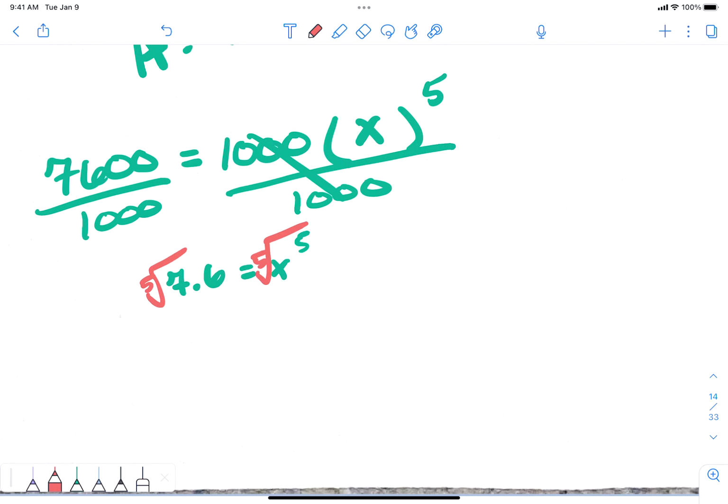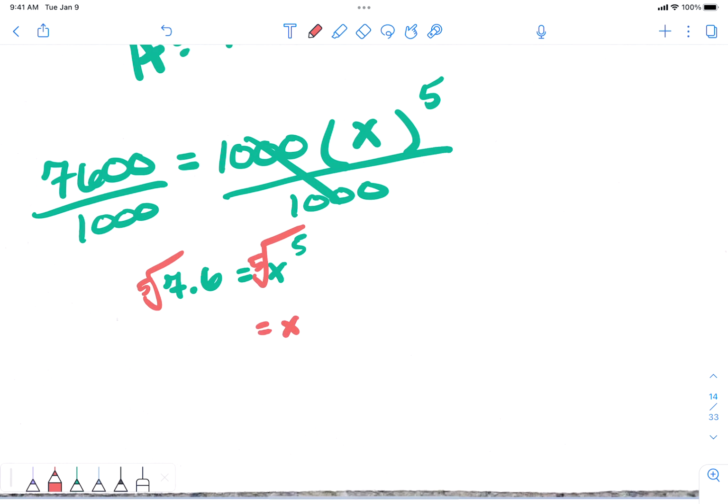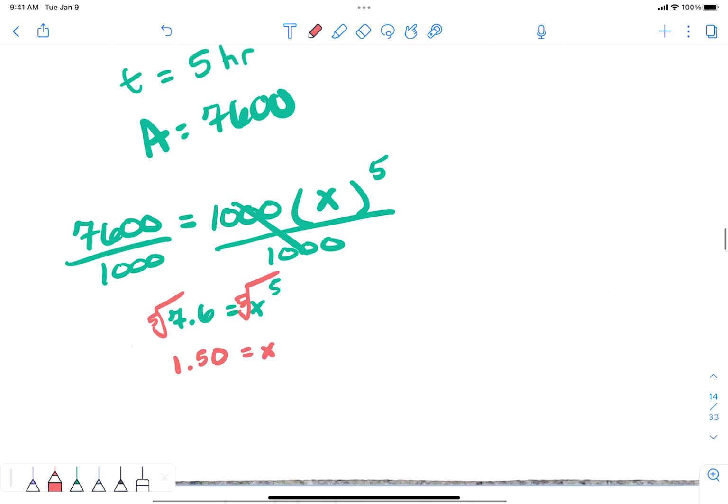The answer would be 1.50024683. Okay, we'll go 1.50. So if that is what x is, what is r going to be? This guy is 1 plus r. What's r? 0.5. R is 0.5.